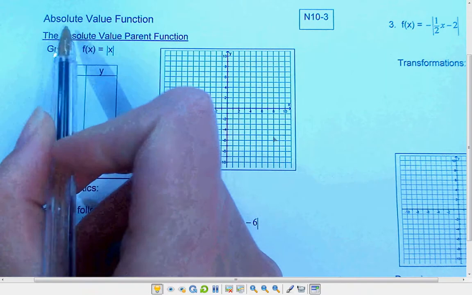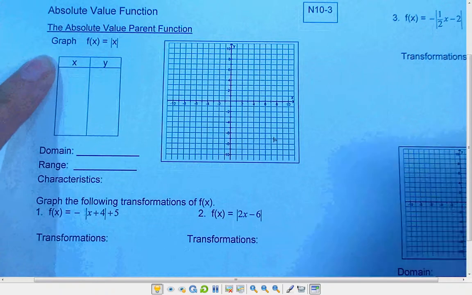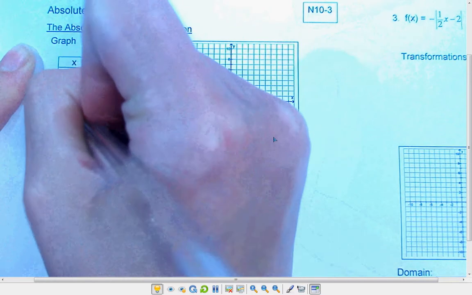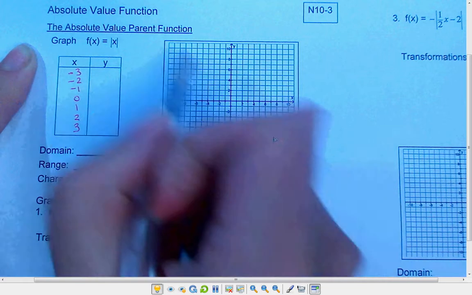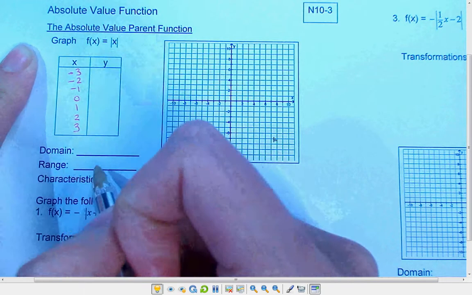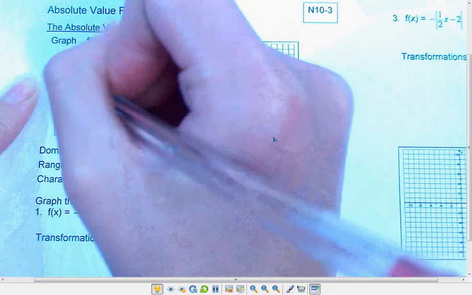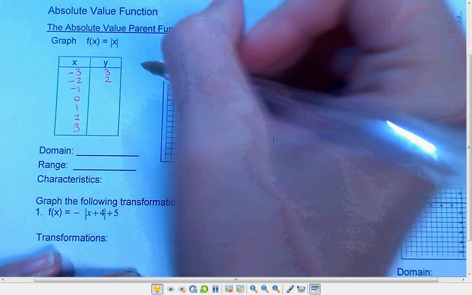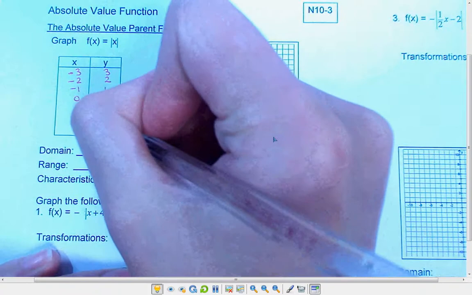We'll be learning about the absolute value parent function. So for this one, our parent function, we're going to have our x's as -3, -2, -1, 0, 1, 2, and 3, kind of like our quadratic. And the absolute value of all of our x's are just the positive value, so the absolute value of -3 becomes +3, the absolute value of -2 becomes +2, -1 becomes +1, and then 0, 1, 2, and 3.